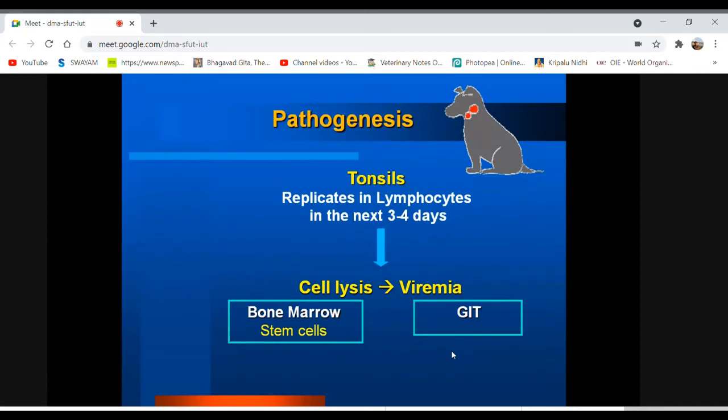The GI tract is the main organ, and of course the bone marrow and the stem cells, where the production of blood cells takes place. So that's why the production will be very low in such cases.